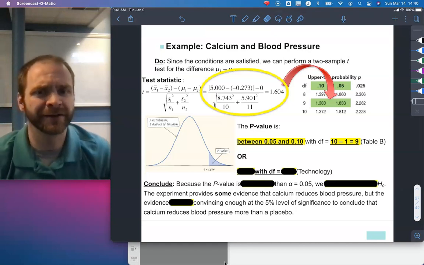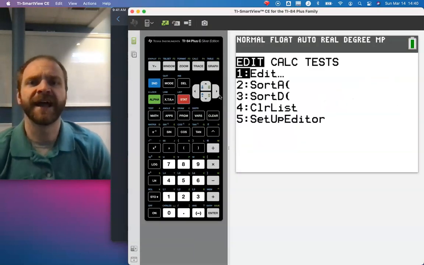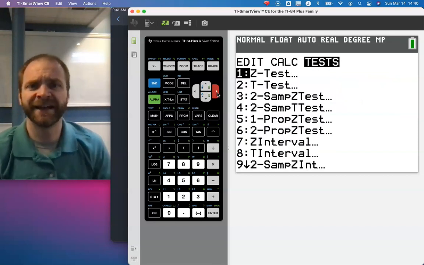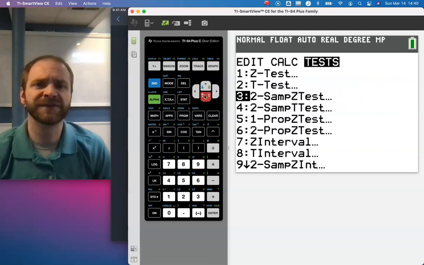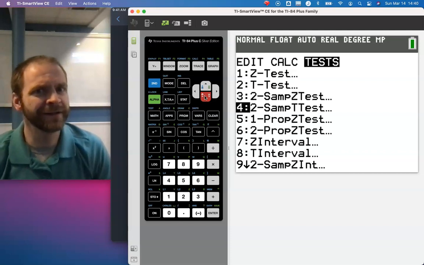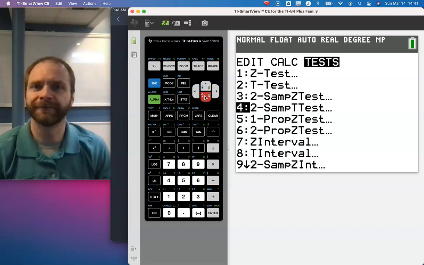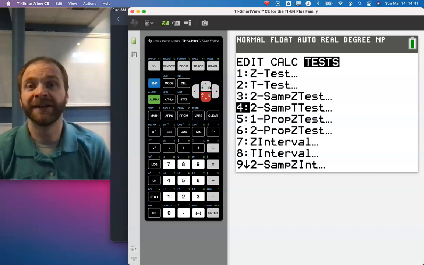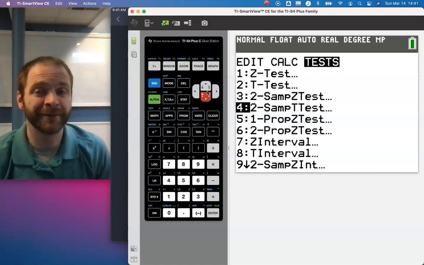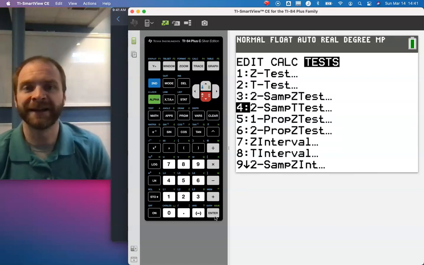I wonder what that looks like. Let's pull up the calculator. Stat, go over to tests. Look at that, a 2 sample. Now, am I dealing with a Z or am I dealing with a T? Well, you should know T based off of the notes, but you're dealing with T because you do not know the population standard deviation. So I'm going to hit enter.